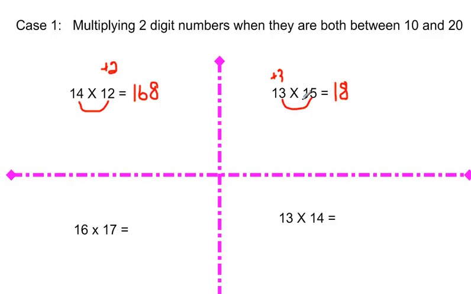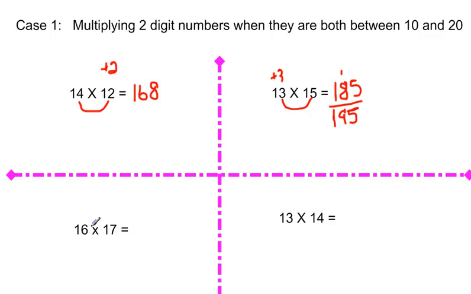And then I'm going to multiply my unit digits. I know that 3 times 5 is 15. So I'm going to put down my 5 and carry my 1. And when I combine this, I'm going to get 195. This tells me that when I take 13 and multiply it by 15, I'm going to get 195.